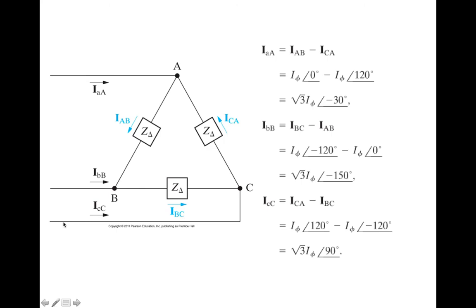So the easiest thing to do, in summary, on the Y to delta configuration is to convert your delta impedance to a Y impedance, solve the problem just like we did in the previous example, and then use your phase voltages to get your phase currents.